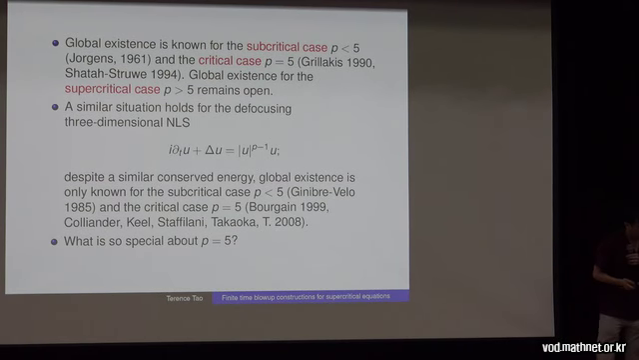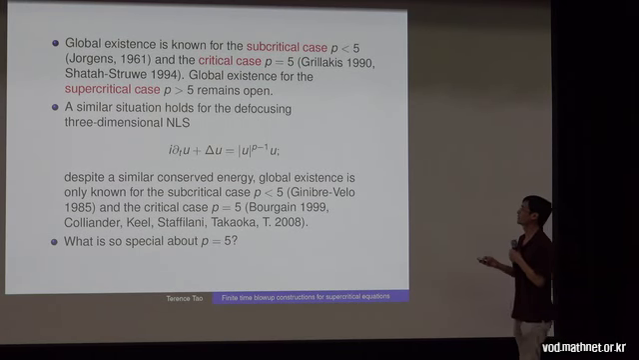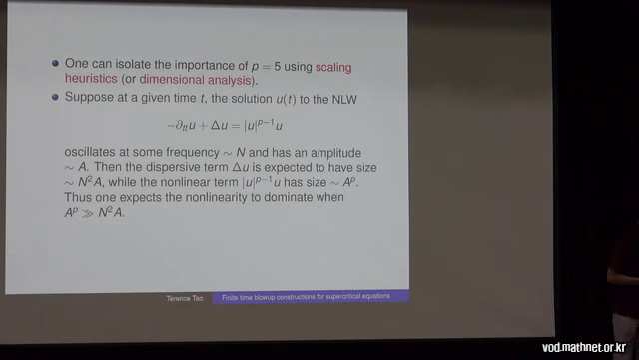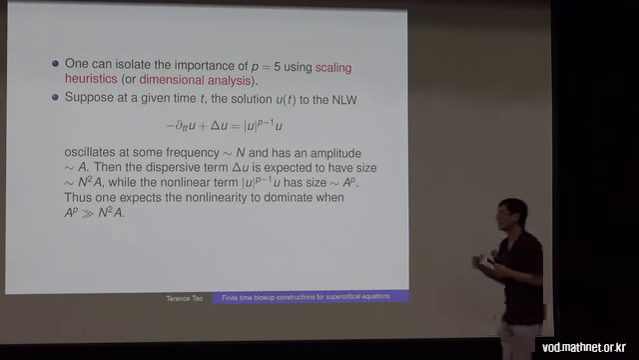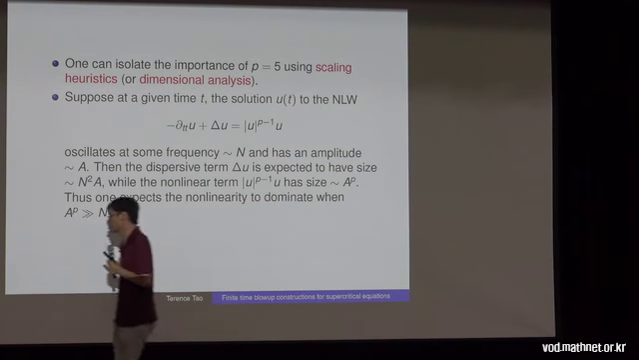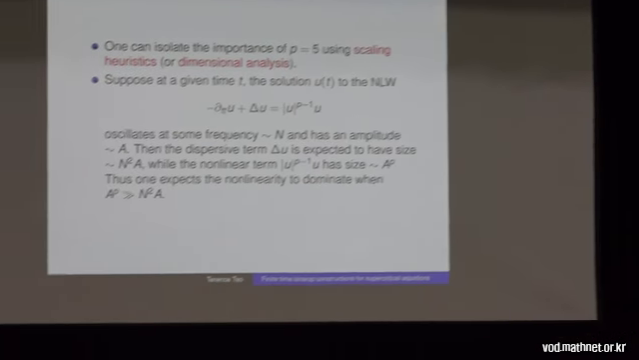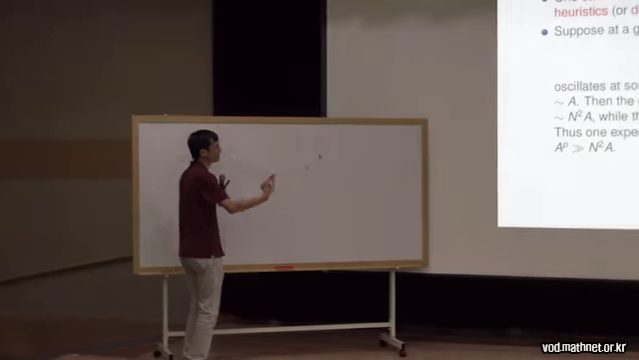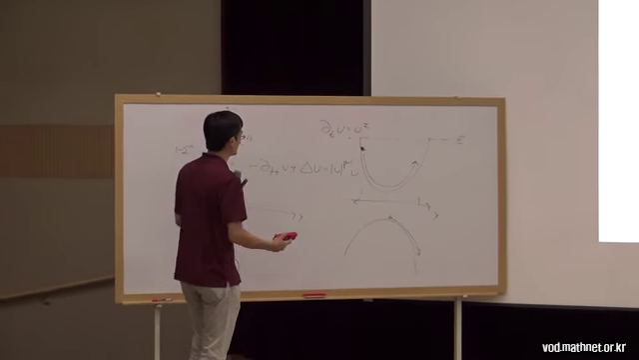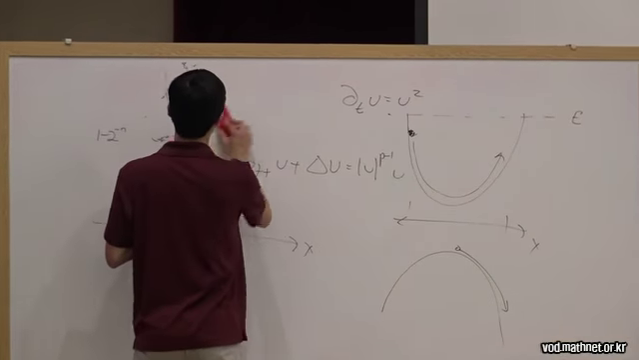So where does 5 come from? We're in 3 dimensions, right? Why 5? There is a heuristic that you can use to explain why some PDEs are relatively easy to deal with, and some PDEs are really quite difficult.